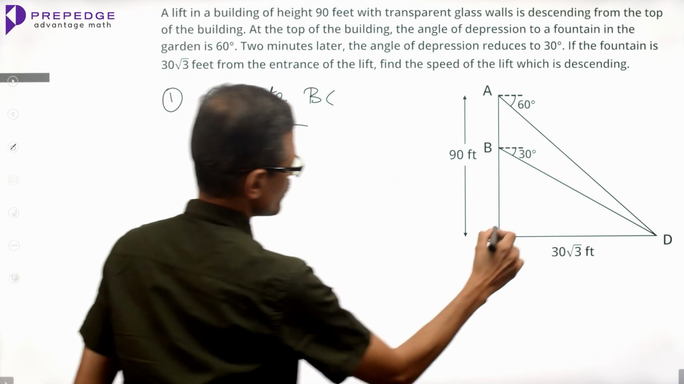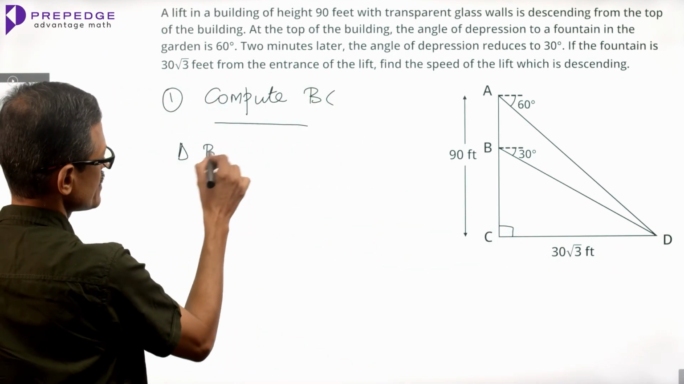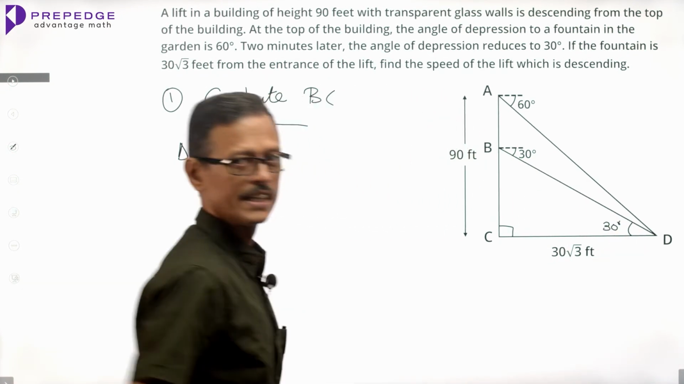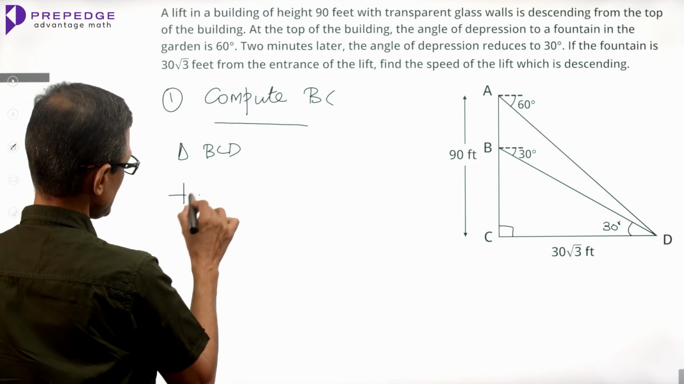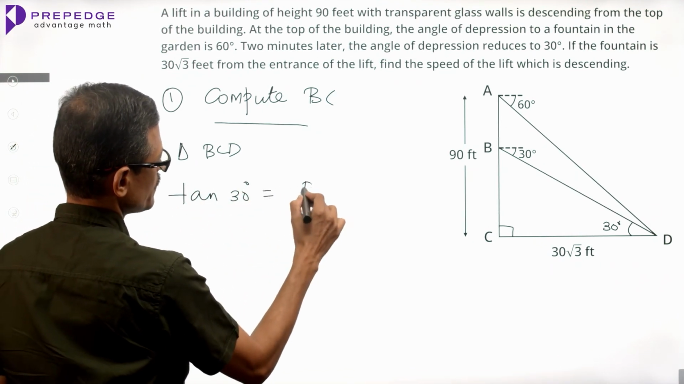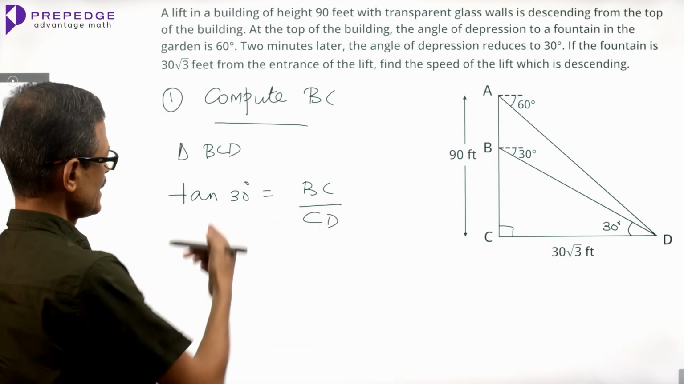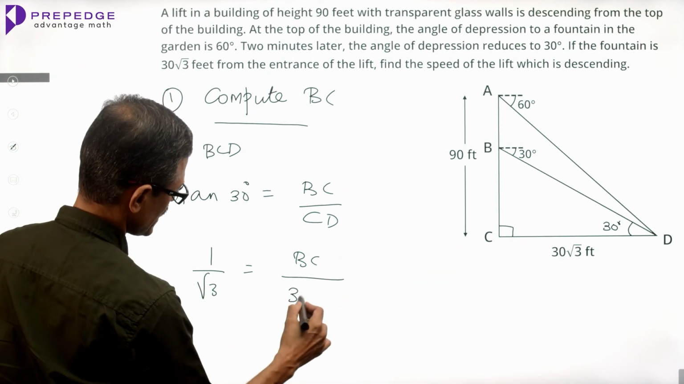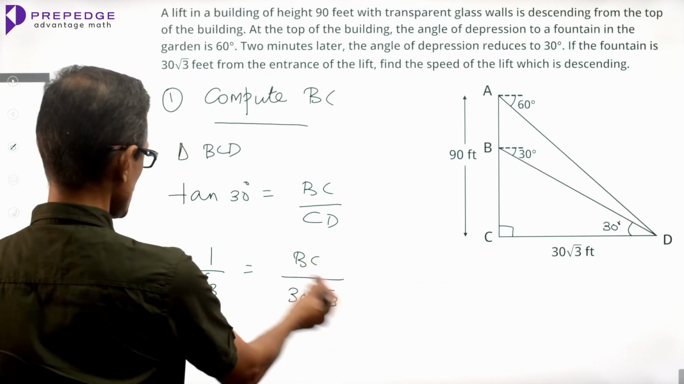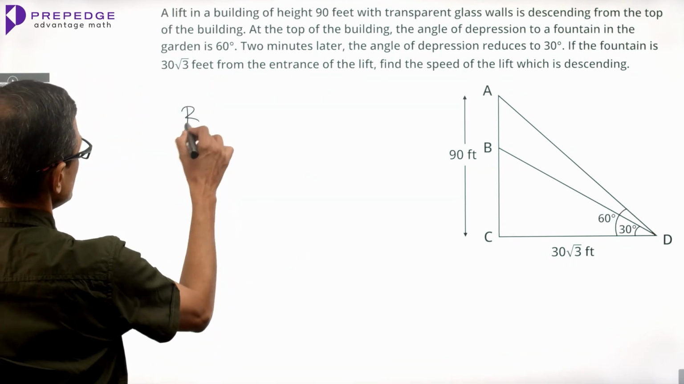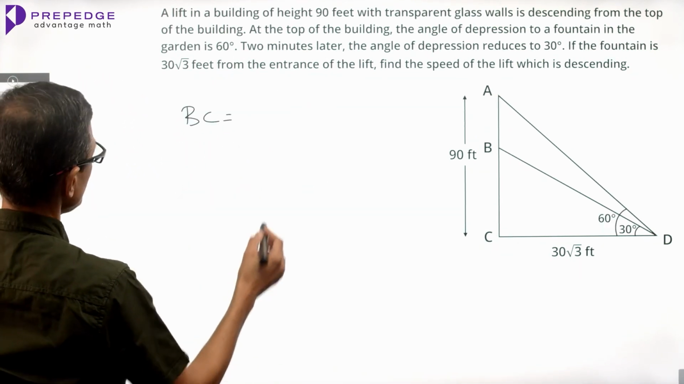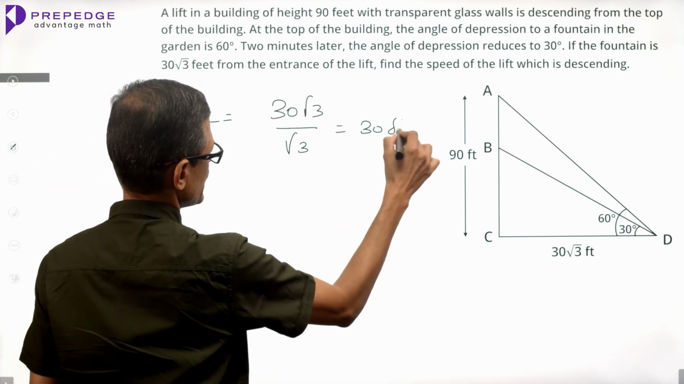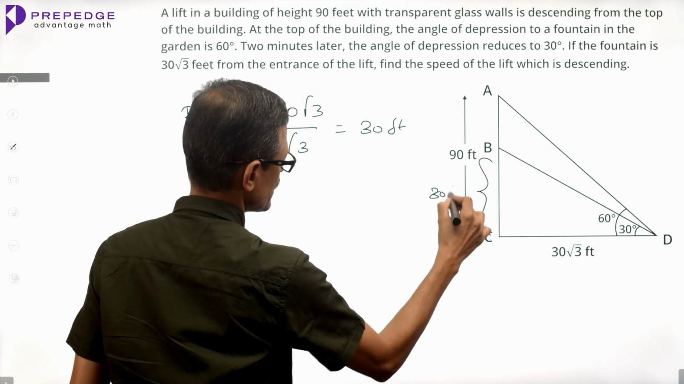How do we compute BC? We are going to look at right triangle BCD. In the right triangle, we know if the angle of depression is equal to 30 degrees, the angle of elevation will also be equal to 30 degrees. We are going to take tan. Tan of 30 degrees is equal to BC divided by CD. Tan 30 is equal to 1 by root 3. BC is what we need to find. CD has already been given, which is 30 root 3. Cross multiply, and we'll get the value of BC. BC is equal to 30 root 3 divided by root 3, which is equal to 30 feet. So BC is equal to 30 feet.